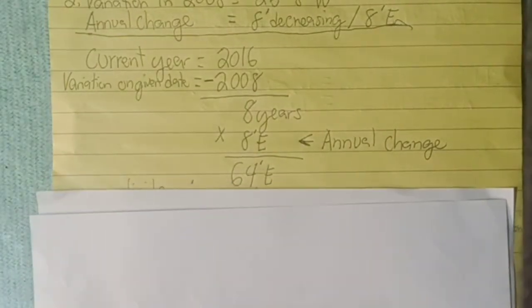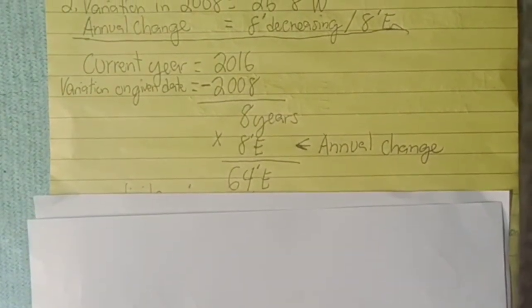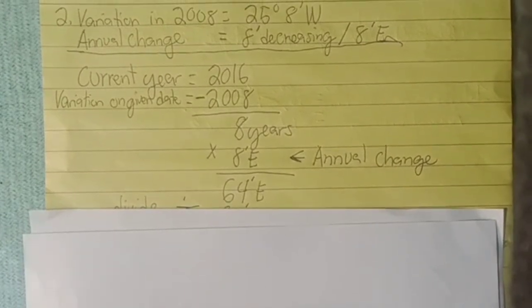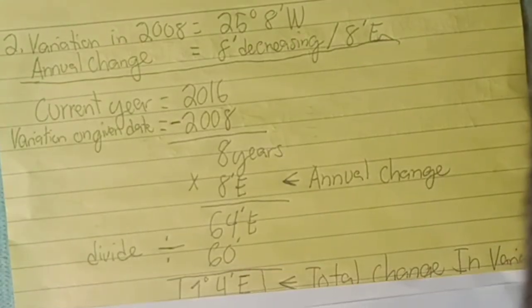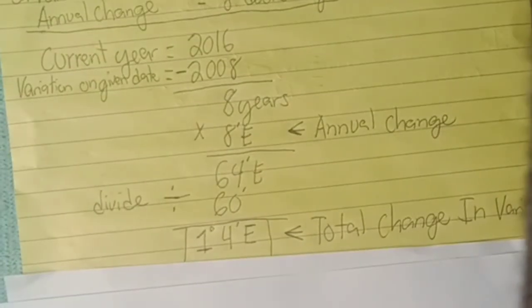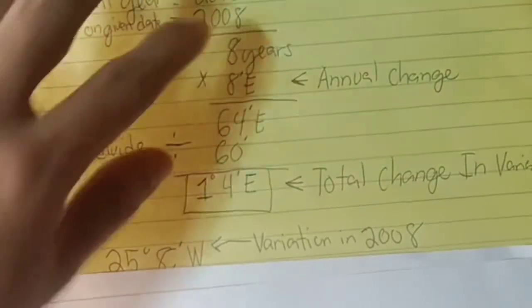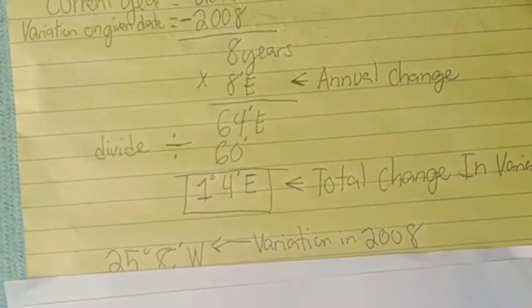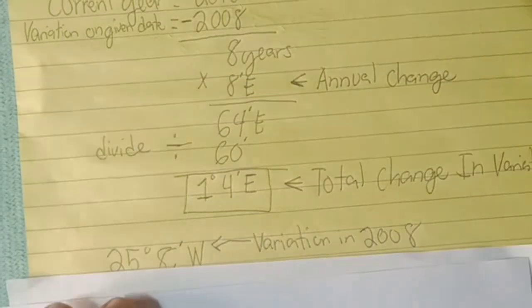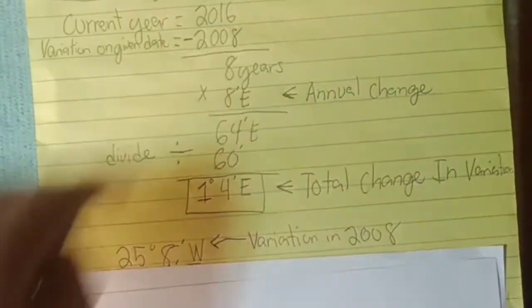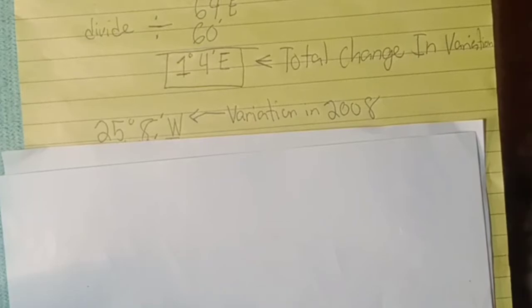minutes east. So we have to divide it by 60 minutes. 64 minutes divided by 60 is equal to 1 degree 4 minutes east. This is the total change in variation. But how about the 2016 variation? So I'm going to put the variation in 2008. The variation 2008 is 25 degree 8 minutes west.